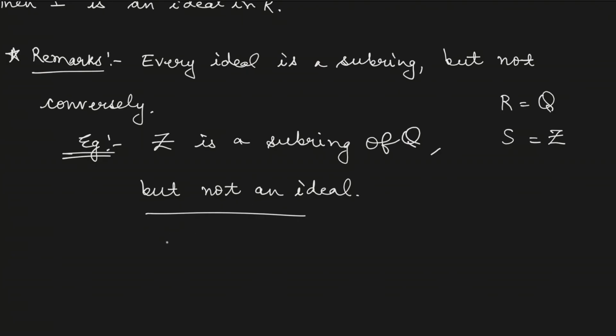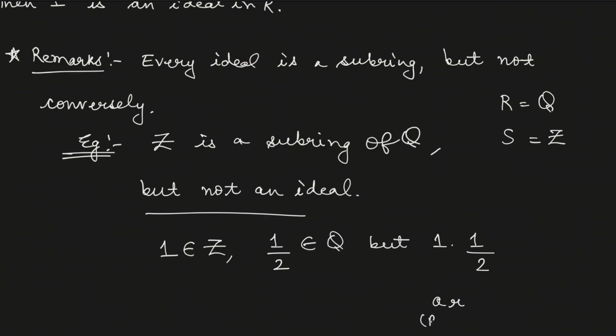What is the reason for this? If I pick an element from this integers, 1 belongs to Z, 1 by 2 belongs to rational numbers, but 1 into 1 by 2, this is like ar, right ideal, this should belong to set of integers, but 1 by 2 does not belong to set of integers, so this is not an ideal.